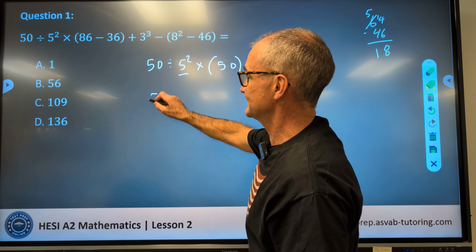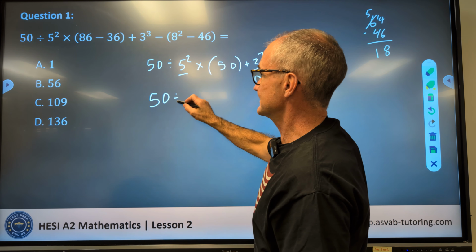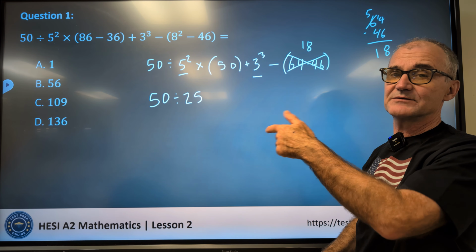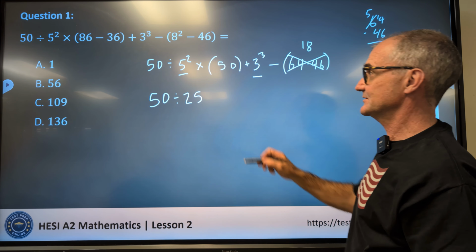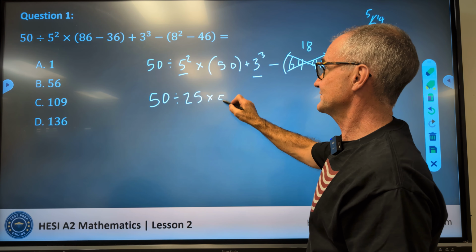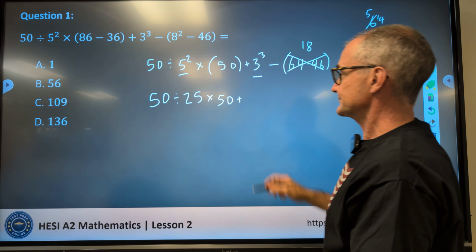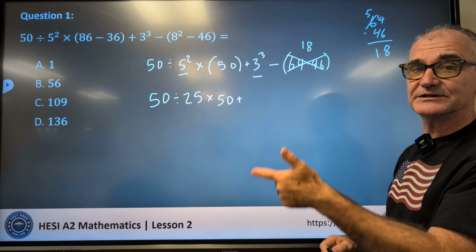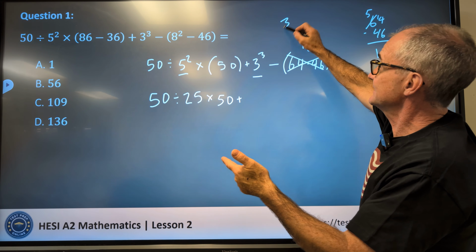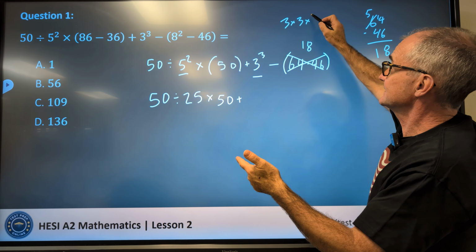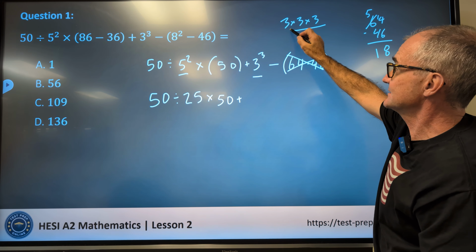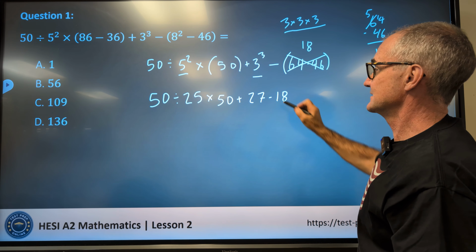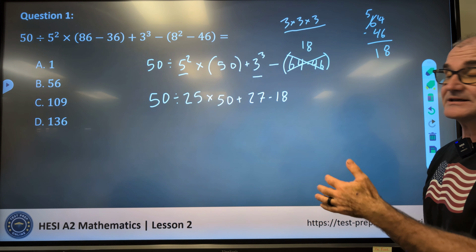So I have 50 divided by 5 squared. Squared means the number times itself. 5 times 5 is 25, times 50, plus 3 cubed. 3 cubed is 3 times 3, 9 times 3, 27. So this thing here is 27 minus 18. So I've done all the parentheses, all the exponents.